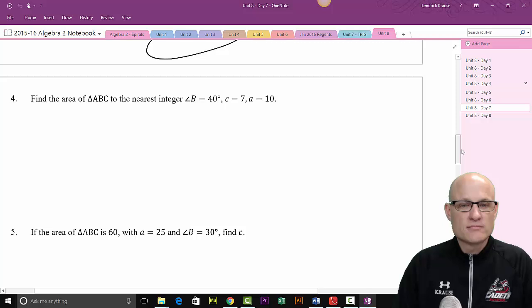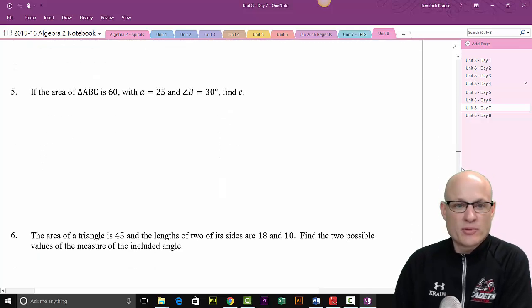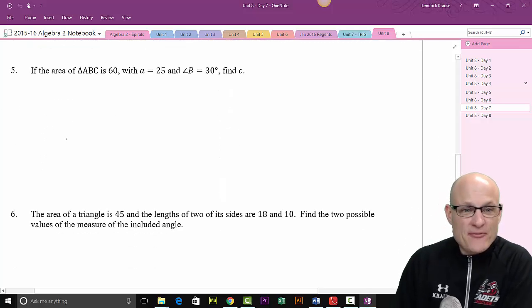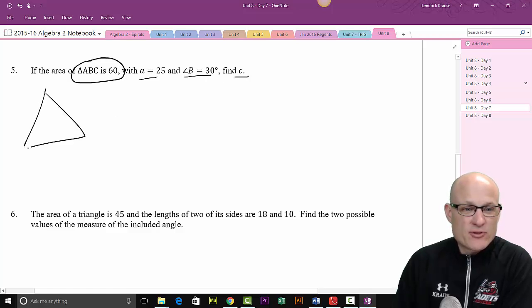This one says, if the area of triangle ABC is 60 with a equal to 25 and B equal to 30, find C. So let's see what that means. I have triangle ABC. This is little a, this is little b, and this is little c. So B is 30, a is 25, and I want to find C.